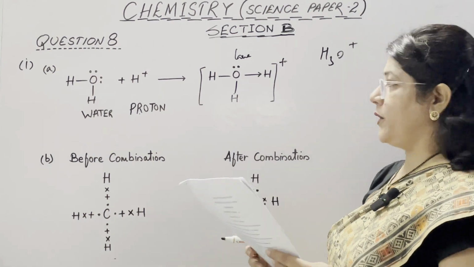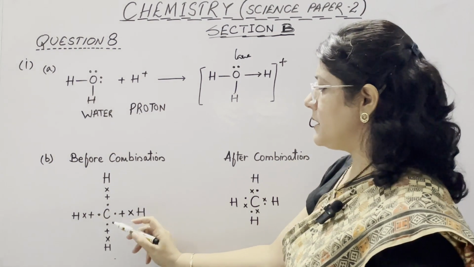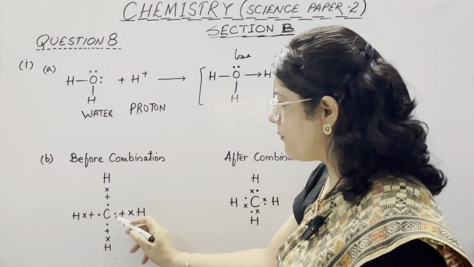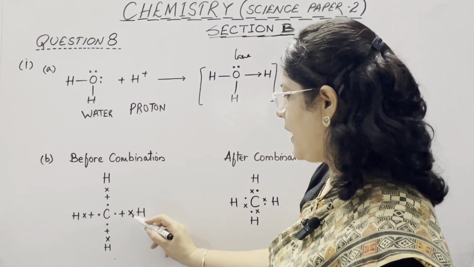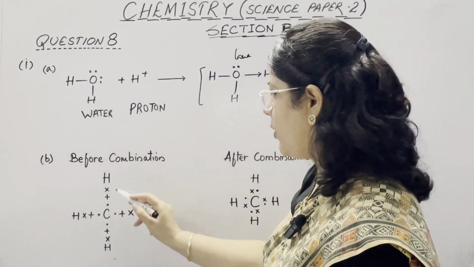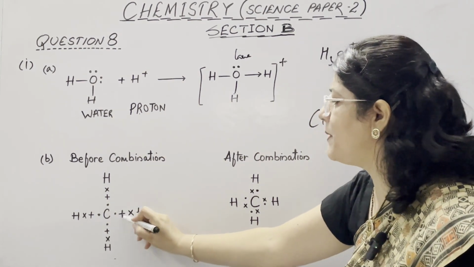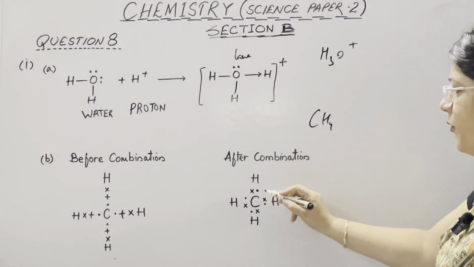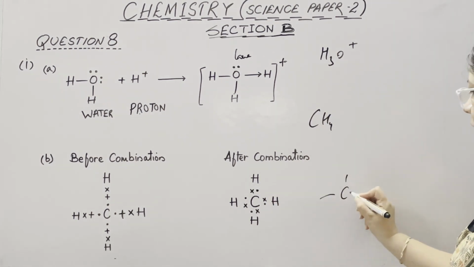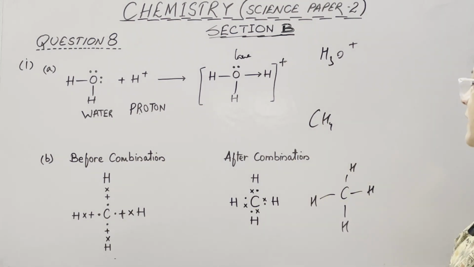Second, CH4, it means methane we need to draw. So before combination, this is carbon and these are the 4 outermost electrons of carbon, and 1 electron of each of the hydrogens over here. Before combination, we need to place a plus sign here, and after combination, this is the bond formed between them. So there are 4 covalent bonds formed between carbon and hydrogen.